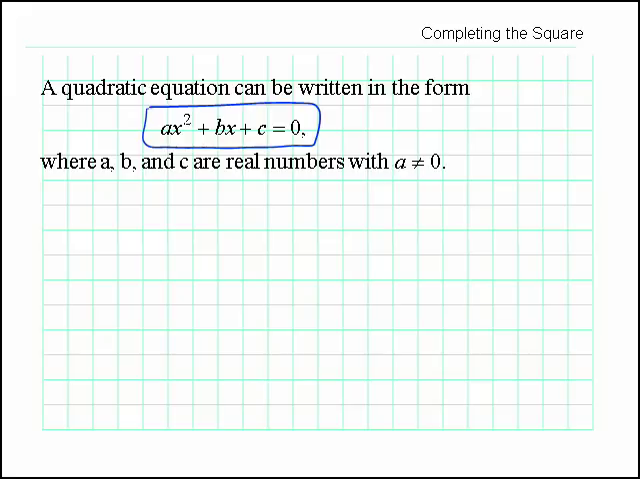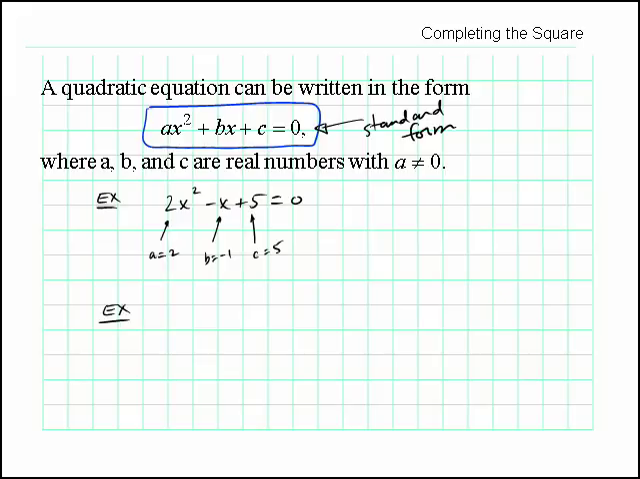Here are some examples of quadratic equations. For instance, 2x squared minus x plus 5 equals 0. This, by the way, is called standard form for a quadratic. One side is equal to 0. Here the a value is 2, the b is -1, and the c is 5.